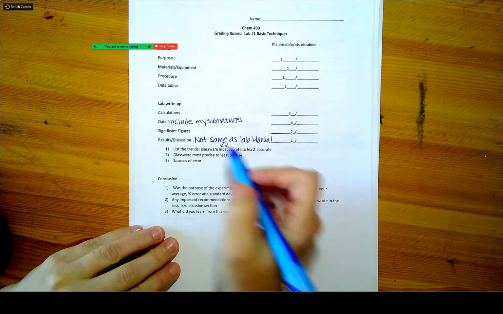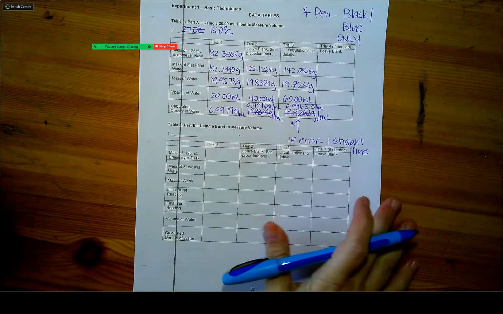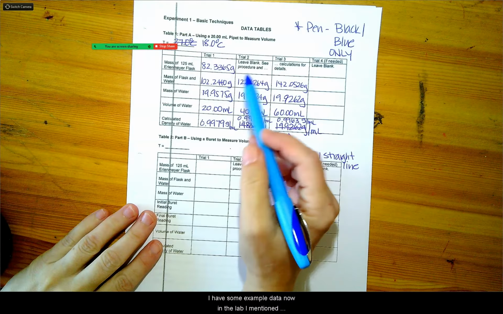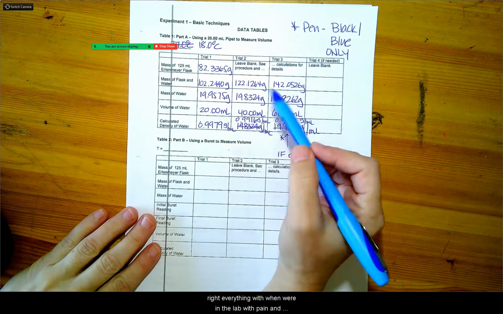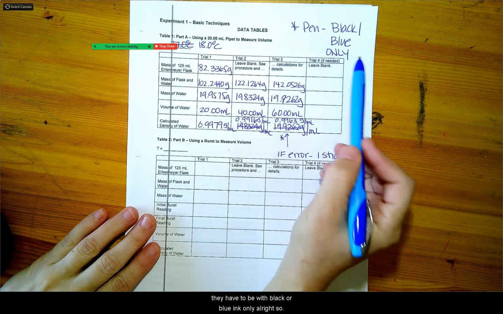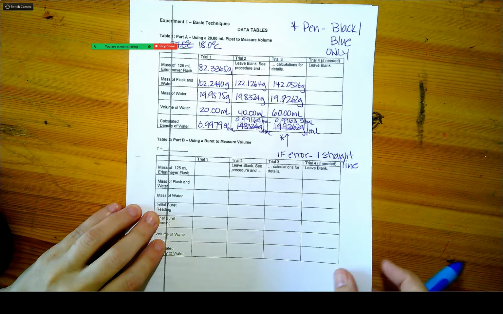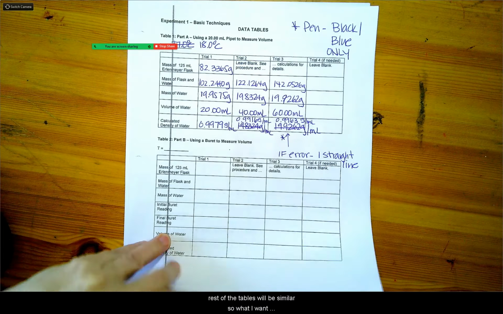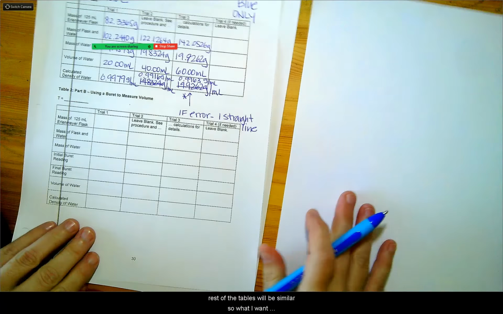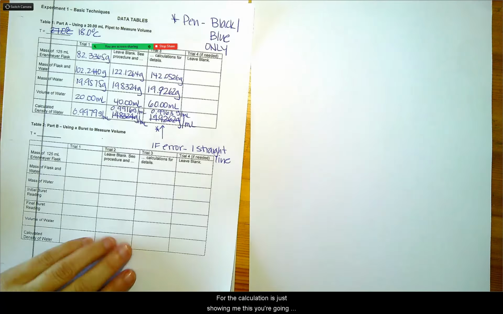All right, so let's start with calculations. What am I looking for? So here, I have some example data. Now in the lab, I mentioned write everything with pen, and it has to be with black or blue ink only. All right, so I'm going to go based off of just this part A, and then the rest of the tables will be similar. So what I want everyone to do for the calculation is to show me this.